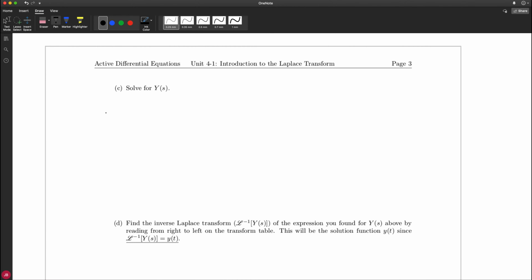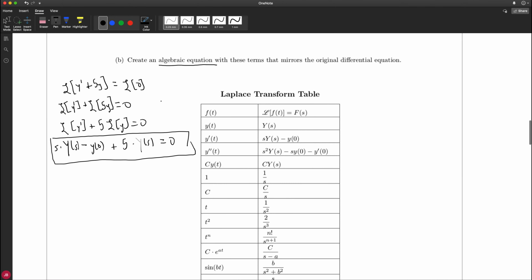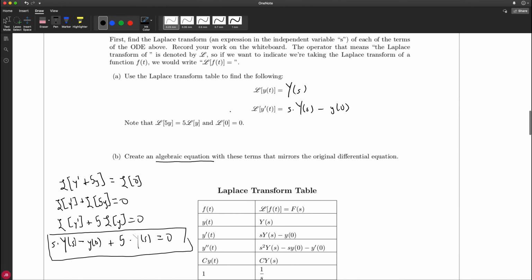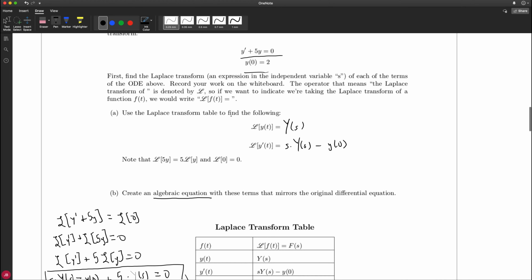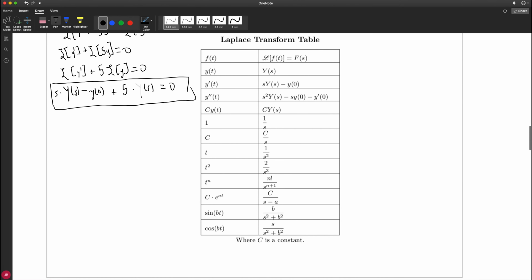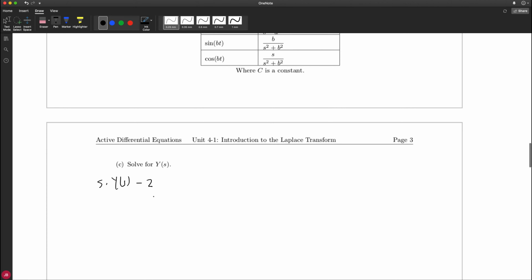So let's rewrite it here. So I get s times Y of s minus 2. Notice y of 0 is 2 by assumption. So let's make sure we see that right here. So y of 0 is 2, so I'm just going to replace it right there. So I get s times Y of s minus 2 plus 5 times Y of s equals 0. You'll notice I can add the 2 to both sides and then factor out Y of s. So I get capital Y of s times s plus 5 equals 2. And now capital Y of s equals 2 over s plus 5.